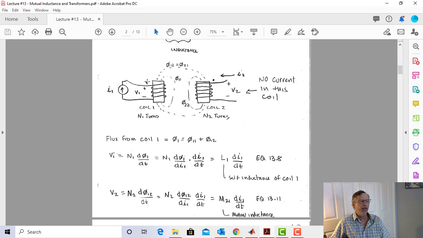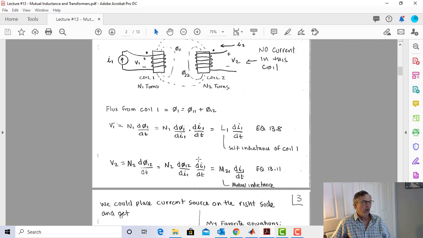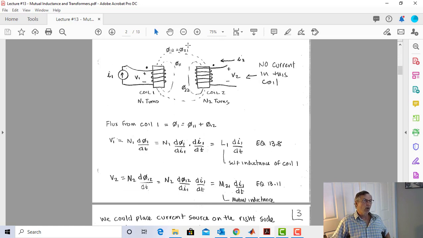In other words, we're squirting a current in here. We have no current over here for this derivation. We squirt a current in here, and we're going to get phi1. But the flux that goes over here is phi12. So the voltage across coil 2 is going to be N2, the number of turns here, times d phi/dt in that coil. But it's d phi12/dt, because remember, we squirted a current here, it blasted out this magnetic field, part of the magnetic field got in here, and it induced a voltage, V2. So let's look at that.